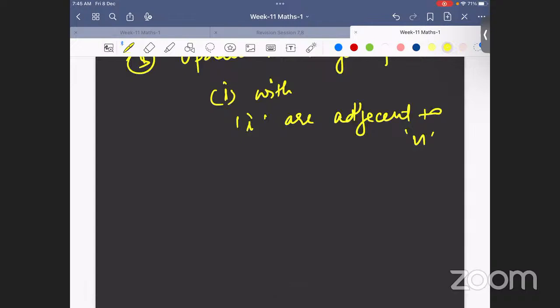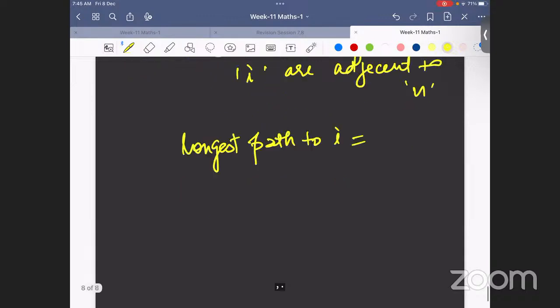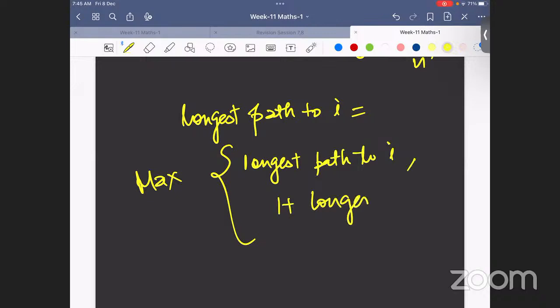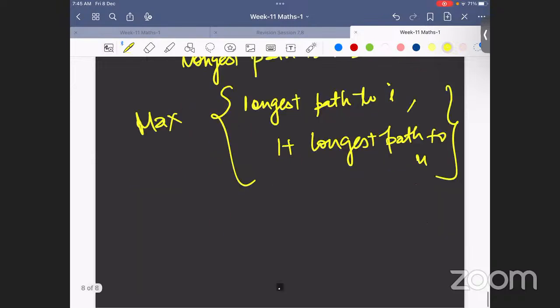And how will you update the value of longest path to I? So you'll be updating with one formula, and you'll be writing it in this way: the longest path to I is the maximum of longest path to I, comma 1 plus longest path to U. And now you have to repeat it.